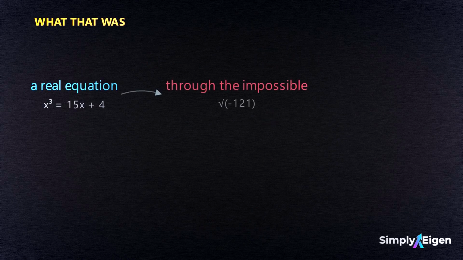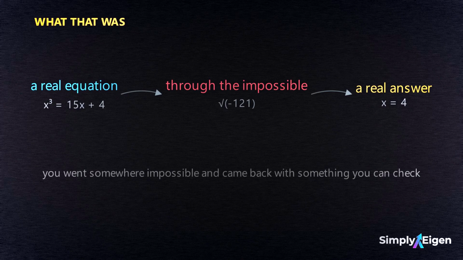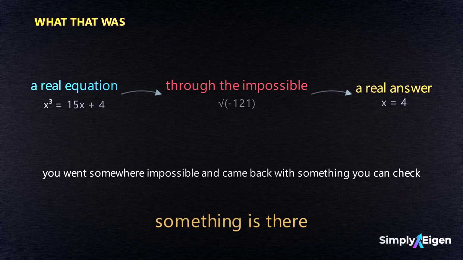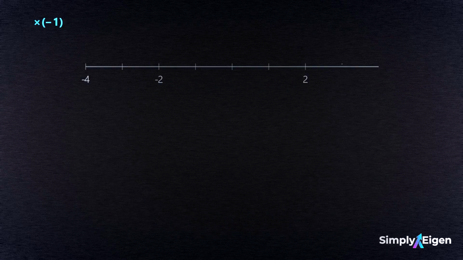Stop and look at what that was. You started with a real equation. The answer was real, and whole, and visible from across the room, and the only path from one to the other ran through a quantity that supposedly does not exist. You went somewhere impossible and came back with something you could check. That is not a bookkeeping trick. Something is there. So what is there?